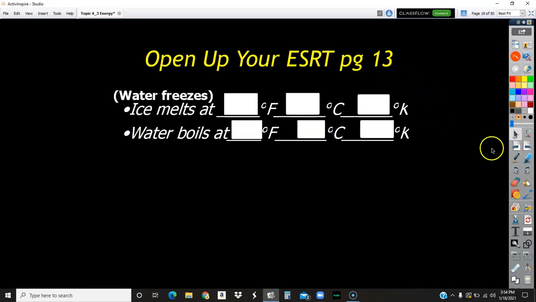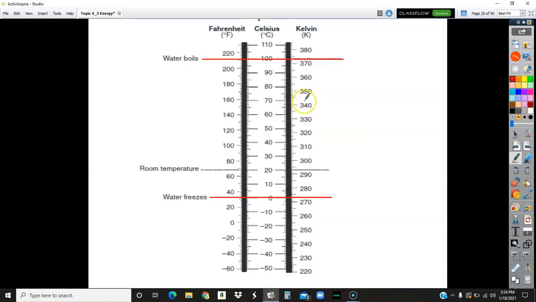So in your Earth Science reference table, there is a temperature scale, actually all three: Fahrenheit, Celsius, and Kelvin. It's on page 13. Let me pull that up here. Just be very careful when you have to convert. The Fahrenheit scale on the left-hand side, these little lines count by twos. So, for example, this is 80 degrees Fahrenheit. The next little line up is 82, 84, 86, 88. This would be 90 right here. And then 92, 94, 96, 98, 100. So be careful. Fahrenheit counts by twos.